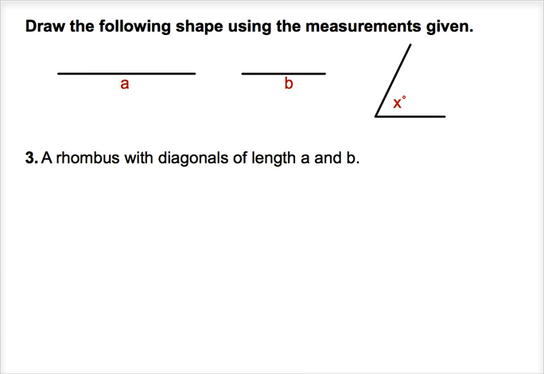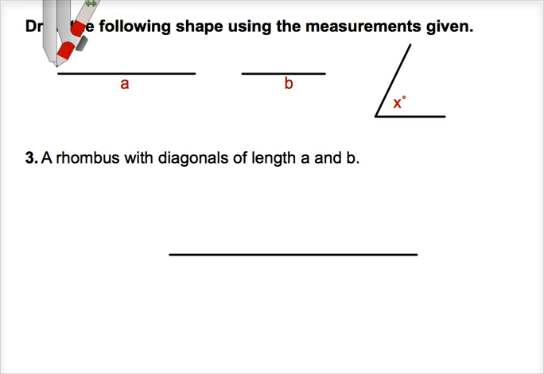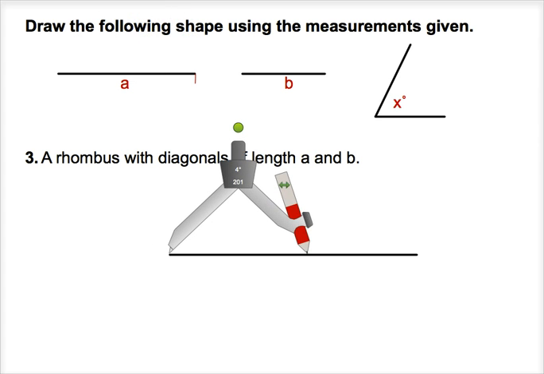Draw the following shape using the measurements given. So we're trying to draw a rhombus with diagonals of length a and b. And I know one of the properties for a rhombus is that the diagonals bisect each other and that they're also perpendicular to each other. So I'm going to start by copying the diagonal A. So I'm going to take my compass, and I'm going to measure out the length for segment A and copy that down here.